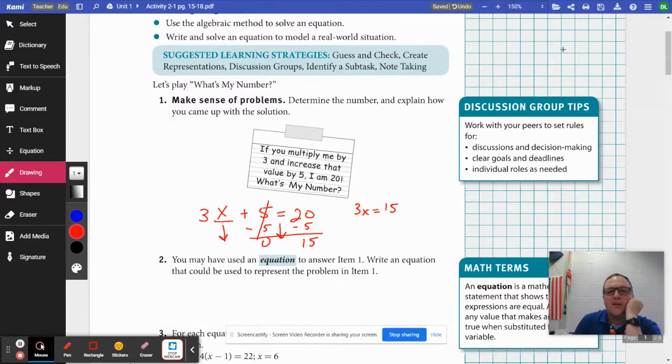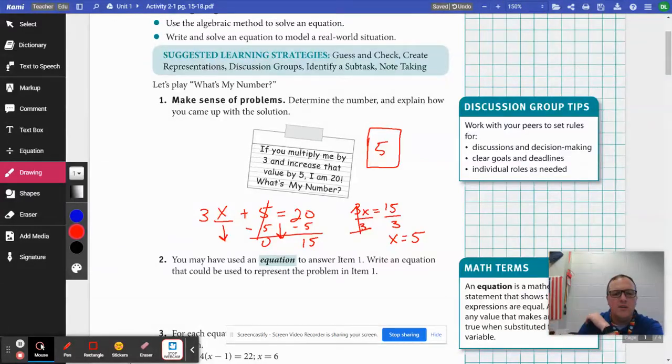Well, if I multiplied x by 3 to get 15, I have to divide 15 by 3 to get x. So I divide both sides by 3. This 3 divided by 3 actually gives me a 1. It doesn't cancel. It gives me a 1. That is 1x equals 15 divided by 3, which is 5. So what is my number? My number is 5, right? That's what my number is.